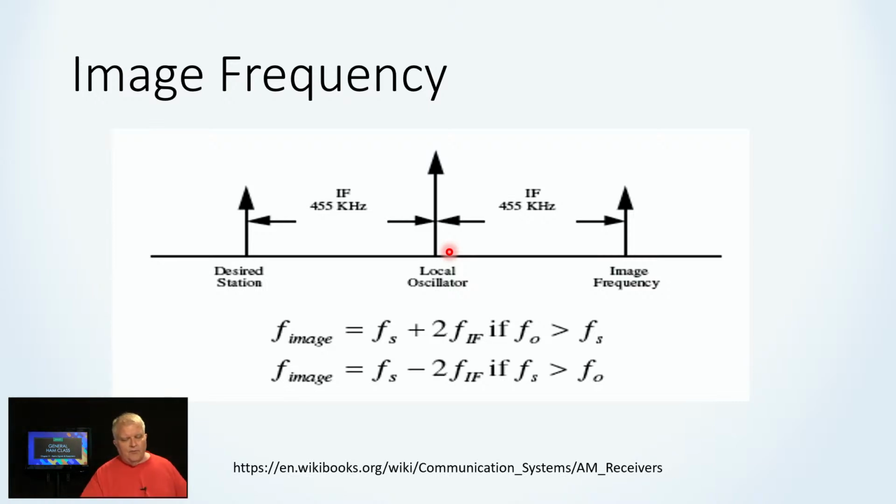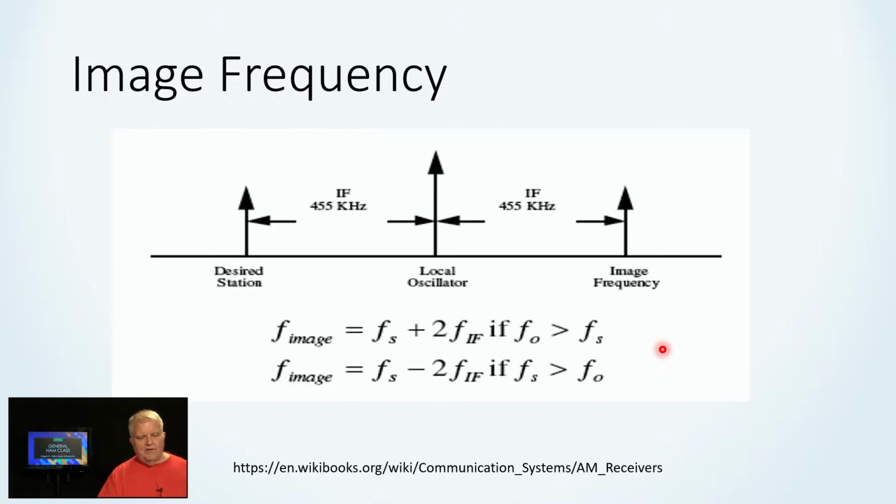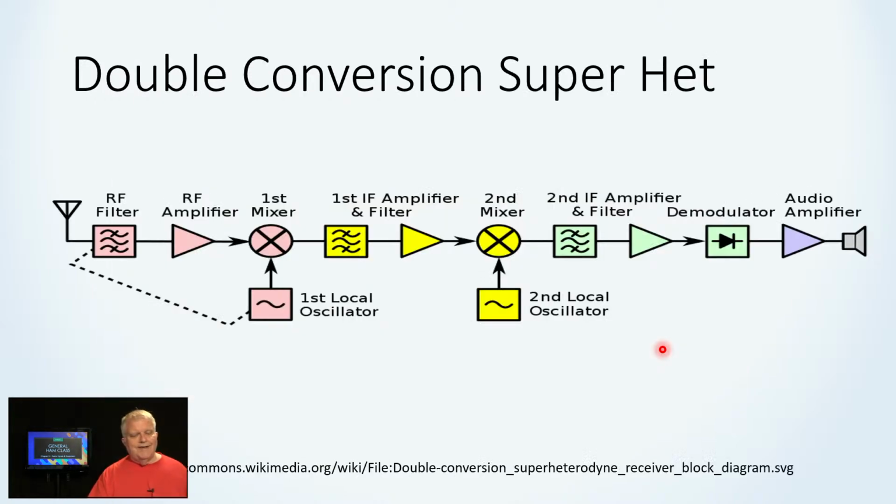What this means is that you're going to receive two stations instead of one. This is called an image frequency or an image response. Single conversion superheterodyne radios, which have only one mixer, are prone to this. This is a problem, and that's not easily solved in those radios. So what they did for ham radio, which can't have this, they went to double conversion radios, where you have a first mixer stage, a first IF amplifier, and then a second mixer stage and a second IF amplifier at a different frequency. Doing double and even triple conversions eliminates the image frequency problem that can occur in the single conversion superheterodyne radio.